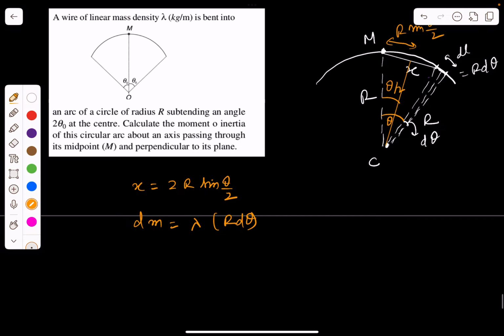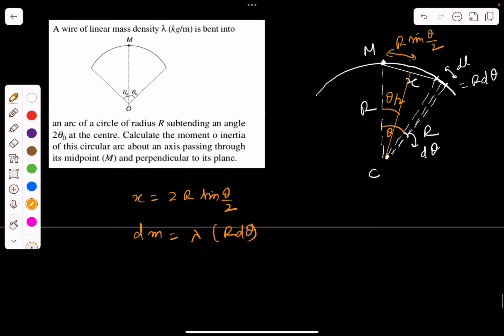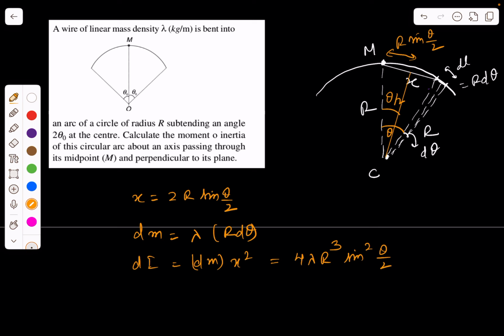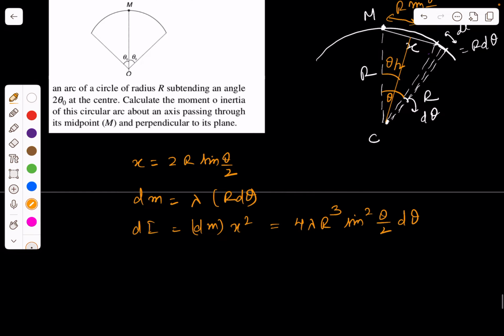So we have everything ready, and next we are going to write the small moment of inertia of this small element. So dI will be dm times x square, and if we substitute the values, I think we will get 4 lambda, 1 r square will come from x square and 1 r is here, so r cube, and then we will have a sine square theta by 2 and a d theta. So now this problem becomes very simple.